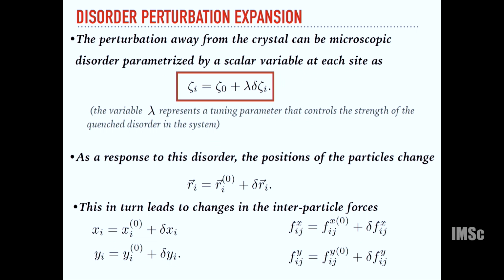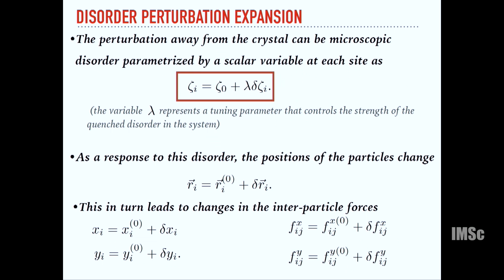And what you can do is do the same trick that you do in quantum mechanics. You start with the crystalline state and you create a perturbation expansion about the crystalline state, where this was the quench variable at every site. For example, in the case of the harmonic interactions, it was the size of every particle. You start with equal size particles, have a tuning parameter lambda, and just create a perturbation expansion about the crystal.